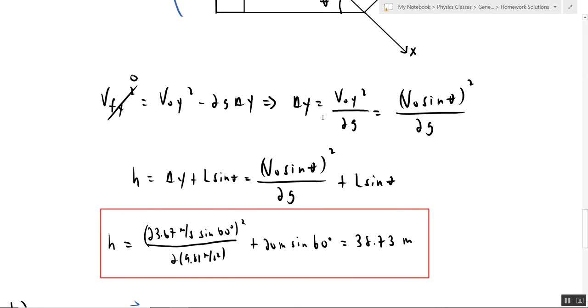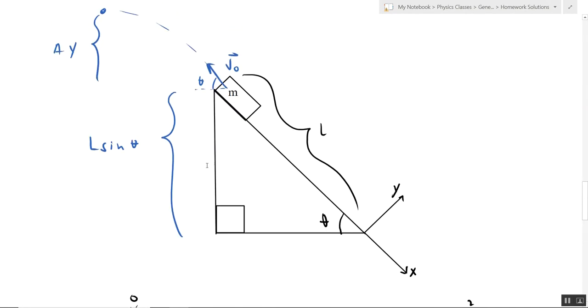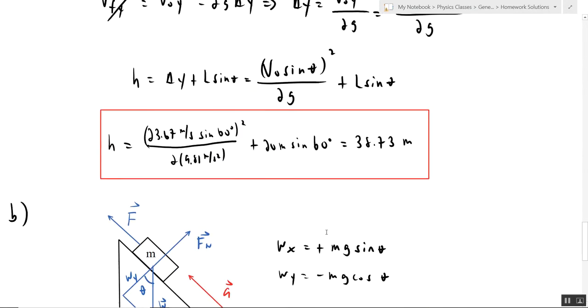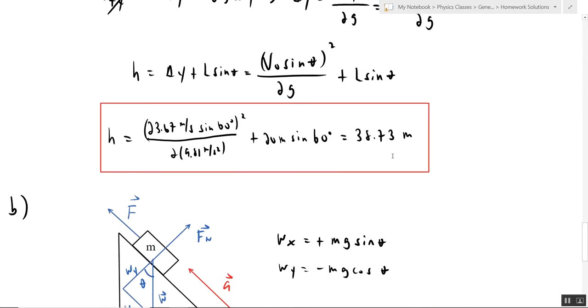So that gives you delta y, but then you add the height of the incline, which, if you know the length of the incline and this angle, by trigonometry is L sine theta. So it's 38.73 meters is how high it goes.